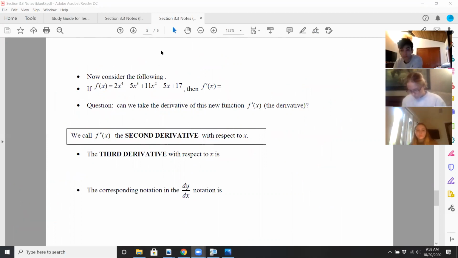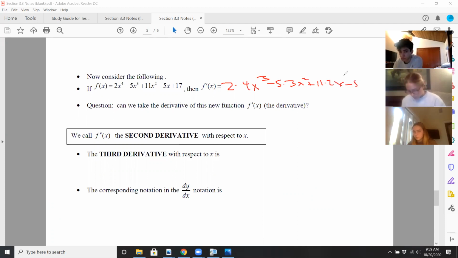But anyway, let's do this right here. So what's the derivative of this bad boy? Well, that's easy. It's 2 times 4x cubed minus 5 times 3x squared. Remember, the derivative of x to the 4th is 4x cubed, the derivative of x cubed is 3x squared. Then just doing the power rule, plus 11 times 2x.